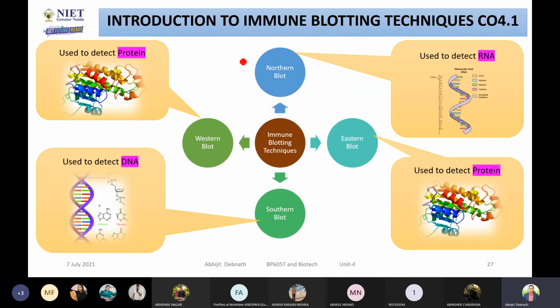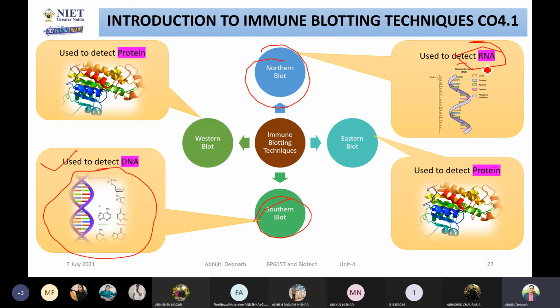Here are the various types. The Northern is used for the RNA and the Southern is used for the DNA. All of you are aware that DNA has a double helix structure and RNA has a single helix. And Western and Eastern both are used for the protein. So DNA is much smaller than protein, and RNA is also much smaller than protein.